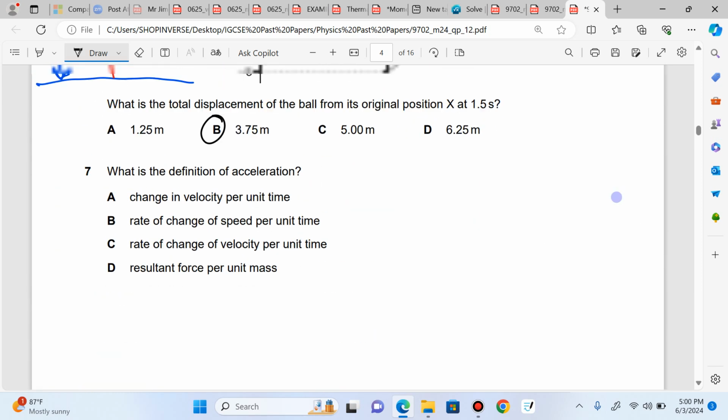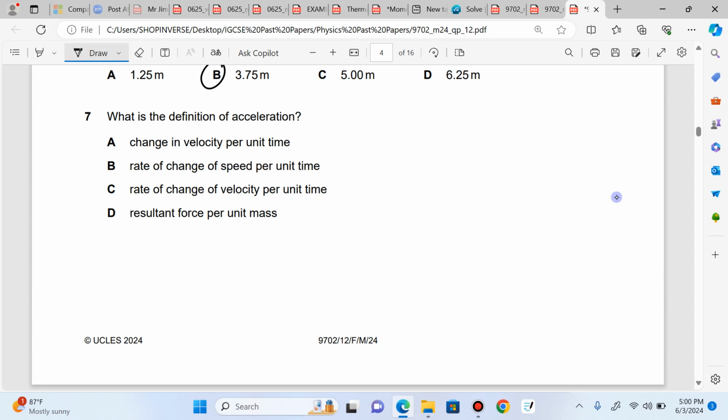Question number 7. What is the definition of acceleration? Acceleration is just the rate of change of velocity with respect to time, or you say change in velocity per unit time. Excellent. A is the correct answer to question 7.